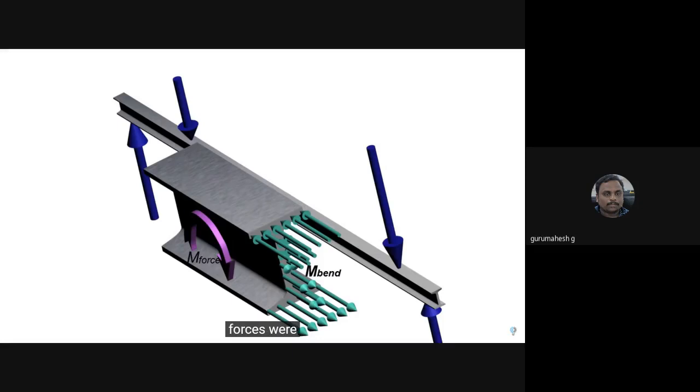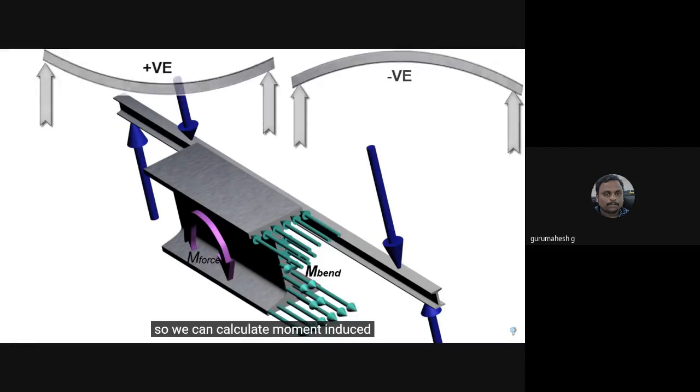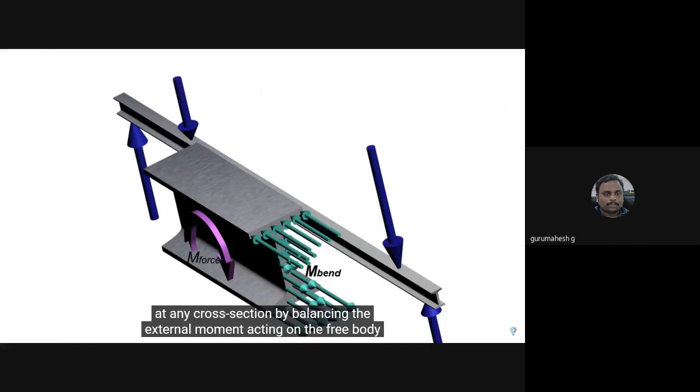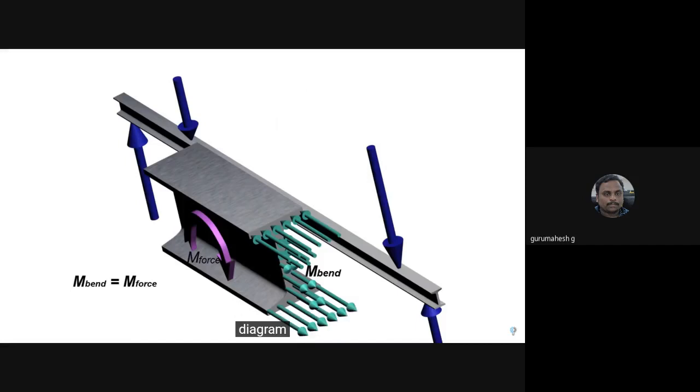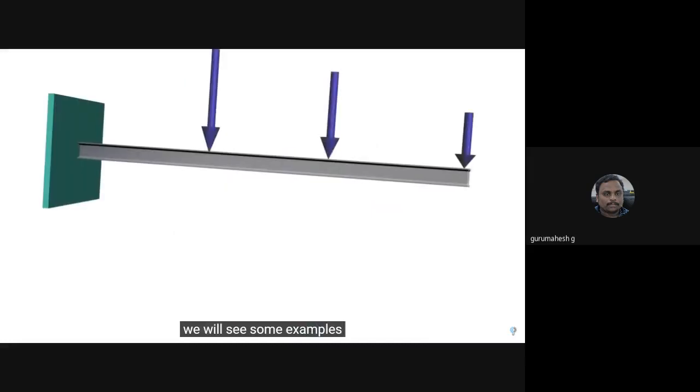Resultant of those forces will be zero, but it will produce a moment to counterbalance the external moment. Sign convention of bending moment is as follows. So we can calculate the moment induced at any cross-section by balancing the external moment acting on the free body diagram. With these concepts developed, we can easily calculate the distribution of shear force and bending moment along the length of the beam. We will see some examples.